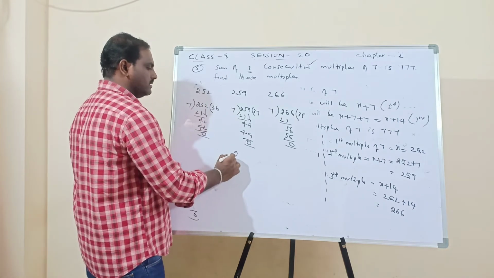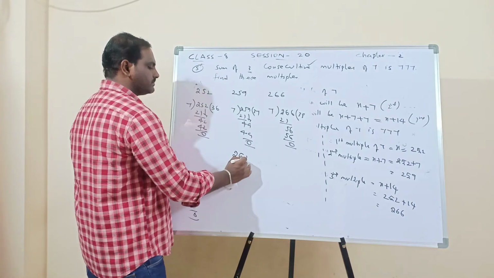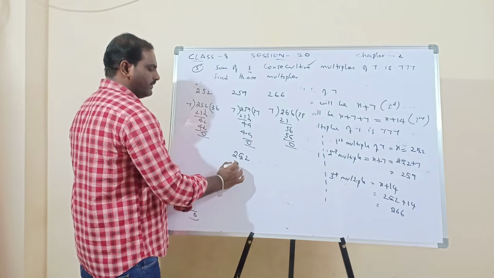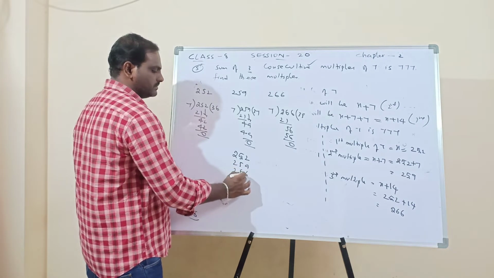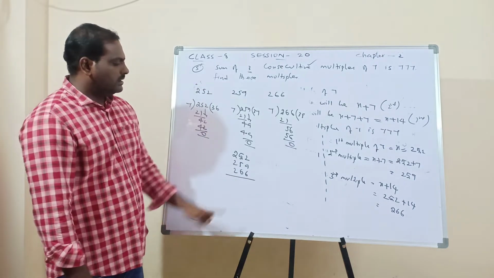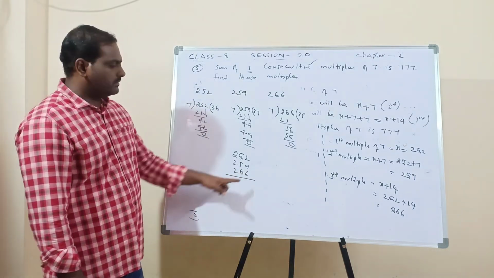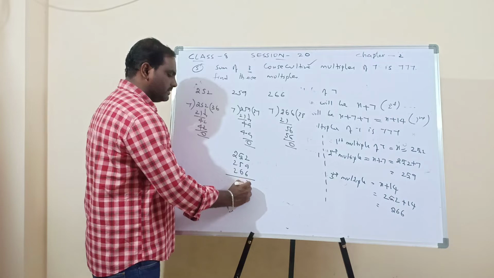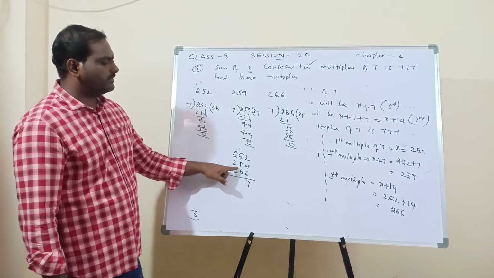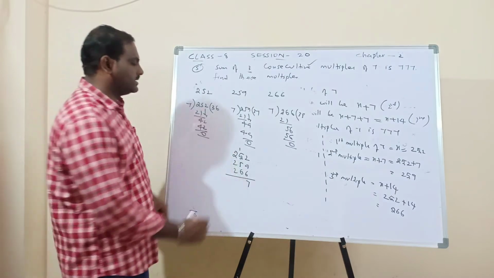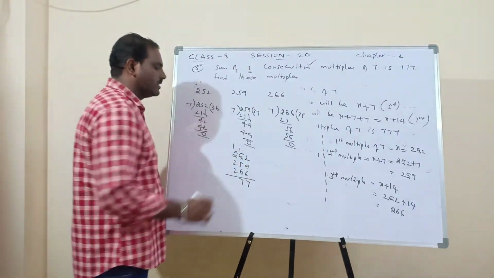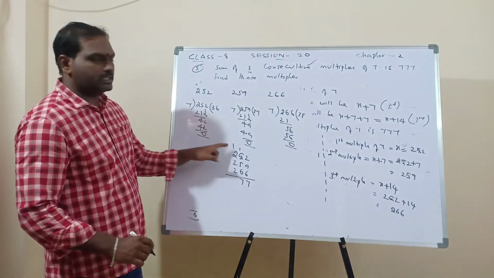Let us check. 252, 259, 266. So 9 plus 6, 15. 15 plus 2, 17. 7 here, 1 here. 6 plus 5, 11. 11 plus 5, 16. 16 plus 1, 17. 2 plus 2, 4. 4 plus 2, 6. 6 plus 1, 7.